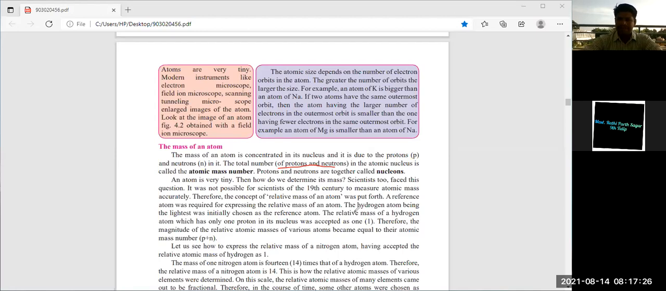Artificially. So like this, hydrogen is considered 1 and accepted as a unit, and as compared to this, all other atomic mass numbers are found with the help of the hydrogen atom. Okay, so how we have to see here.